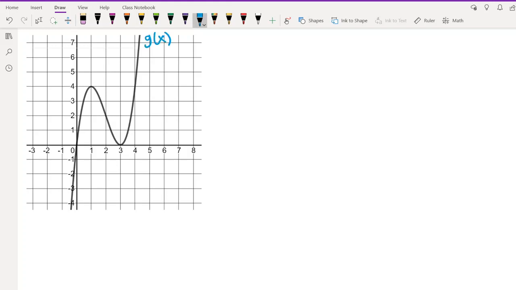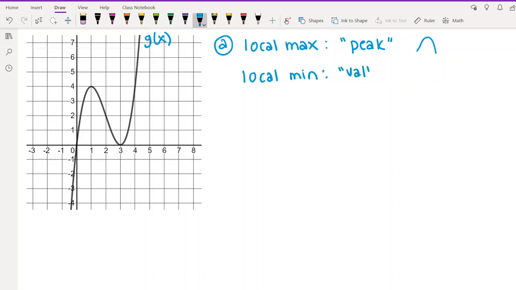So the first question is find the local maxima and minima of g of x and the x values at which they occur. This is something we talked about in 141. A local maximum, or a local max, is basically what I would call a peak or a hill in your graph. It's a place in your graph that kind of looks like that. A local min is what I would call a valley. So something that looks like that.